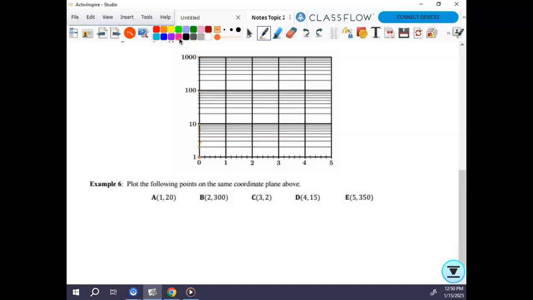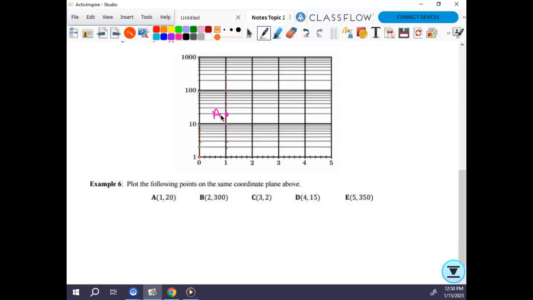So let's look at this one. So I've got 1, 20, right? So 1 is still my x value. 20 is my y value. The way this works, this is 1, this is 10 right here. This is 100, so this is 1, 2, 3, 4. This is 10, 20, 30, 40, 50. This is 100, 200, 300, 400. See how that works? So if I'm going to plot the point 1, 20, go to 1, that's 10. This is 20 right there. And this is A.